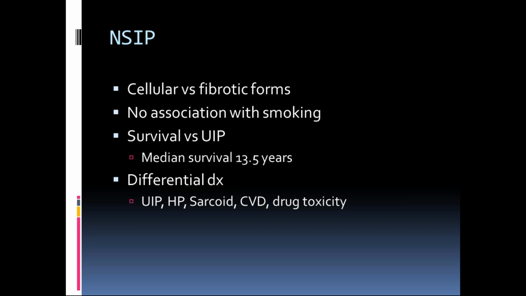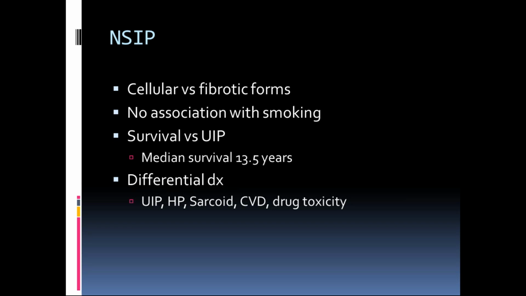because what they want to ferret out is, is this a UIP, because of the dire consequence of labeling somebody like that, because the median survival is so much lower. Now take a look at NSIP. The survival versus UIP is much, much greater. So if they can label this person with NSIP, they have a much longer lifespan after that. You can see the median survival after diagnosis is 13.5 years versus 2.5 to 3.